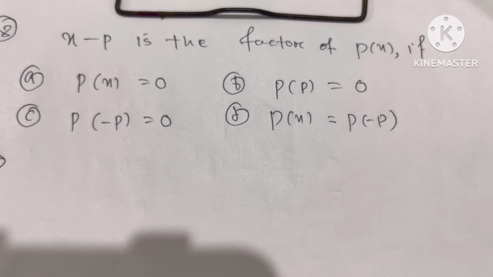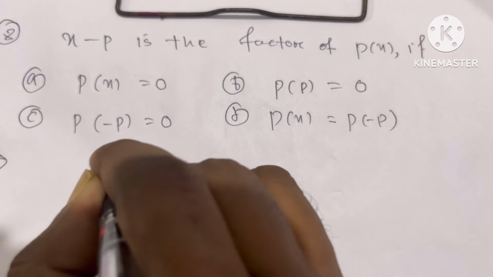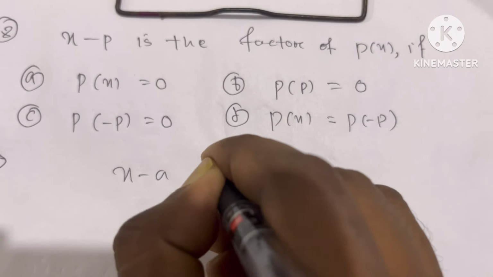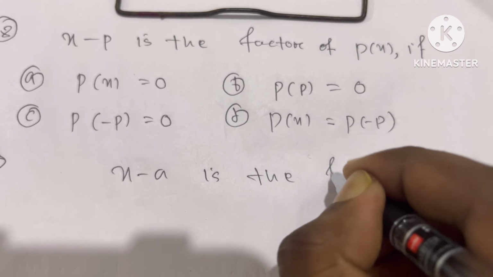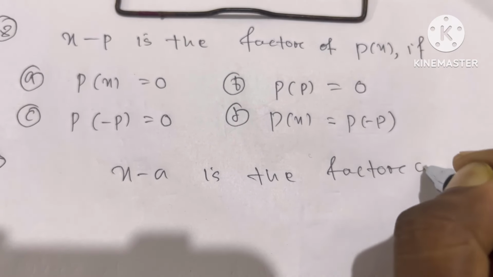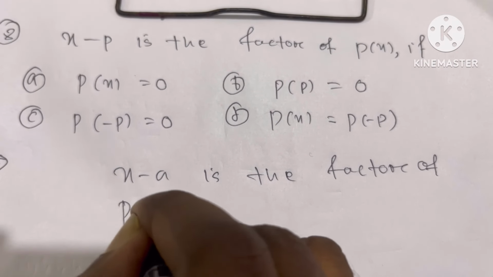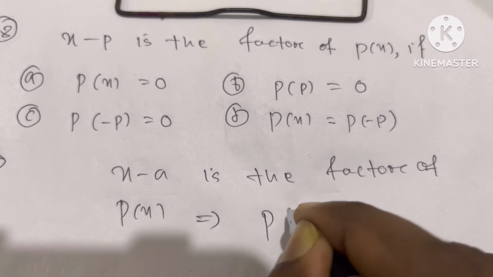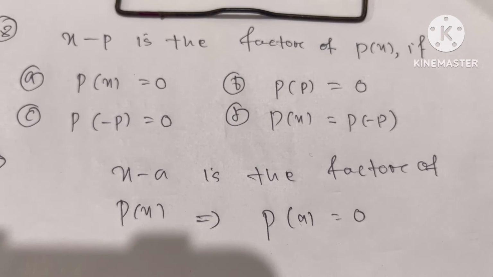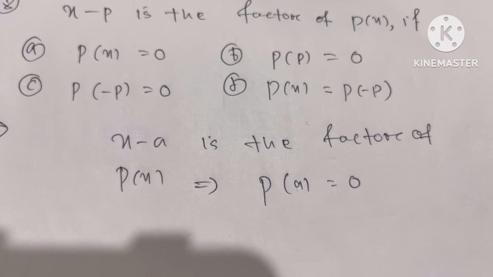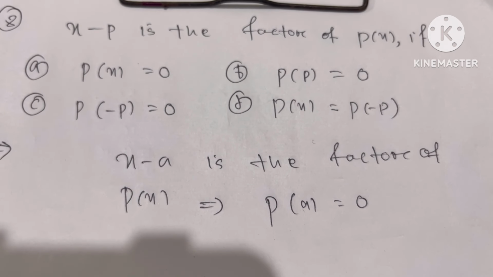Question number 8. x minus p is a factor of p(x) if p(x) is equal to 0, p(p) is equal to 0, p(minus p) is equal to 0, or p(x) is equal to minus 1. By the remainder theorem, as you know, x minus a is a factor of p(x), which implies p(a) is equal to 0. So this is our formula. By this formula you can find the answer to this question.